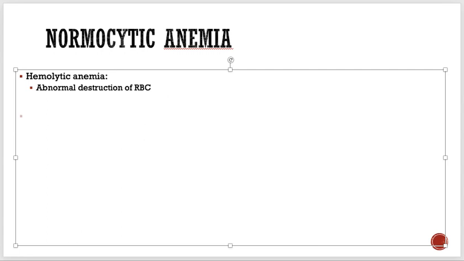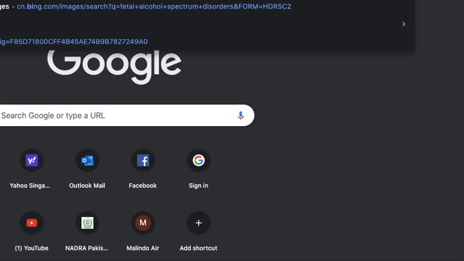So it will be called hemolytic anemia. Now some of the clinical things I will tell you. When the red blood cells are destroyed in the body, what happens? Hemoglobin is degraded, and again, I will take the help of Bing to show you guys.